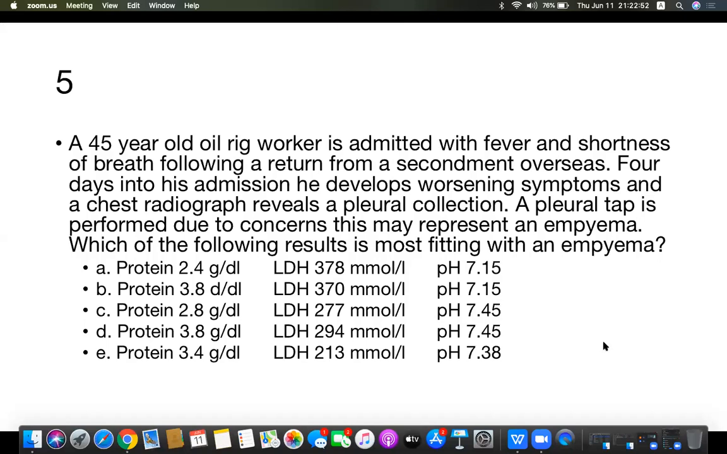Now, why did you choose that? You must have some reason. Sir, this question is asking about empyema. Empyema is an infection, so the fluid which is accumulated must be exudative in nature. Exudative fluids are protein rich. Yes, that reason I accept. Wait, I'll explain this a bit later. Okay, anybody else? Any other guys?